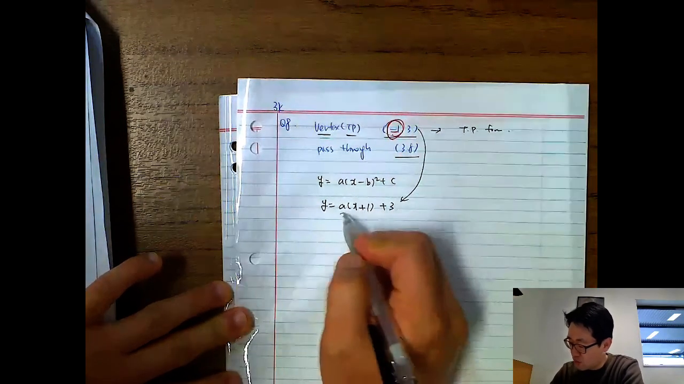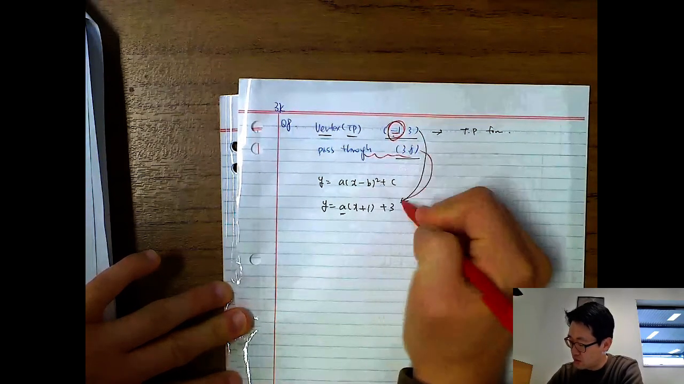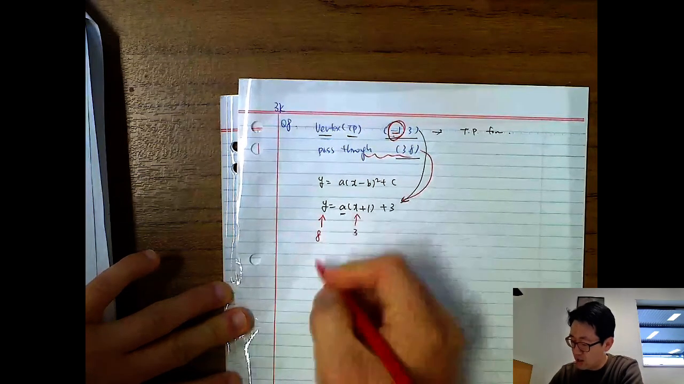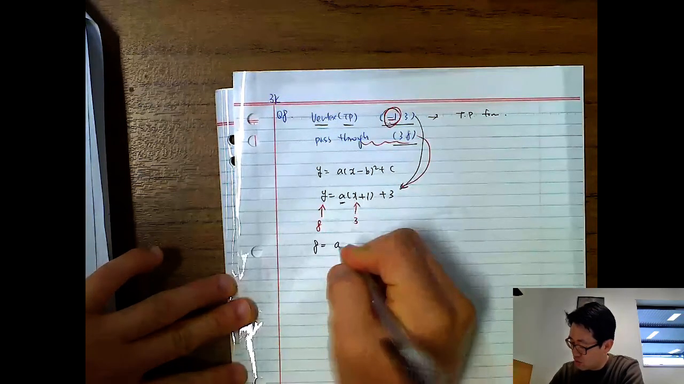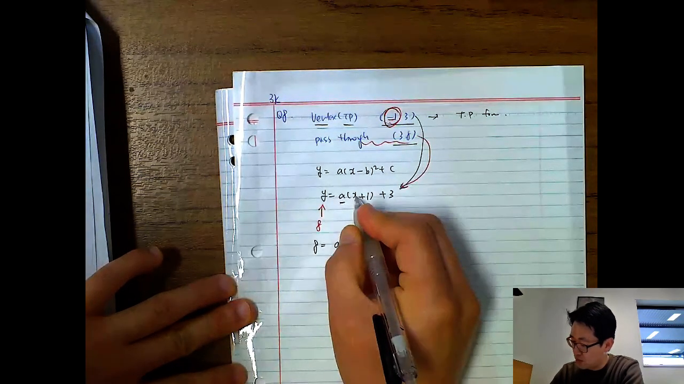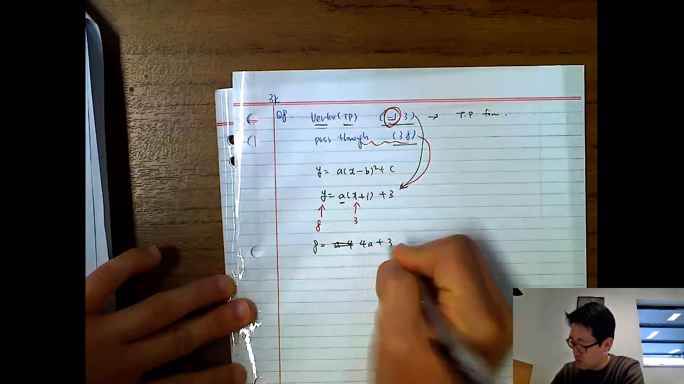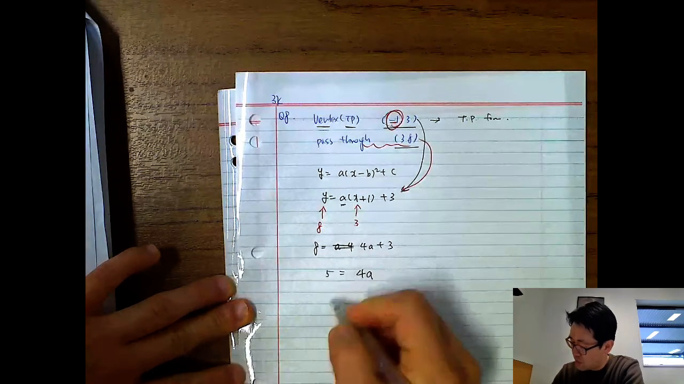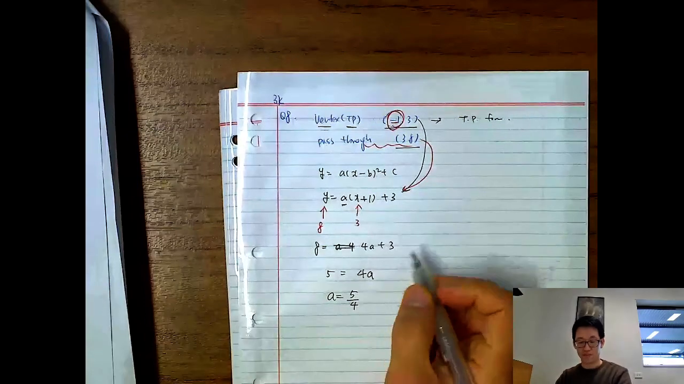And then we need to get a. How do we get that? Using another point. So we plug in when x is 3, y has to be 8. 8 equals a times (3 plus 1), 4. So that's 4a plus 3. 4a is 5, a equals 5/4.